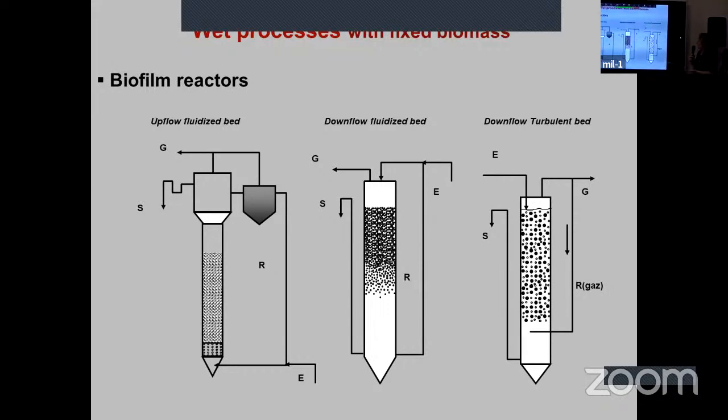Other biofilm reactors where the bacteria grow on some kind of beads or support, so they can be fluidized thanks to the feed flow rate, or upflow, or downflow if naturally the support will settle down, or if the support will float at the bottom of the reactor.